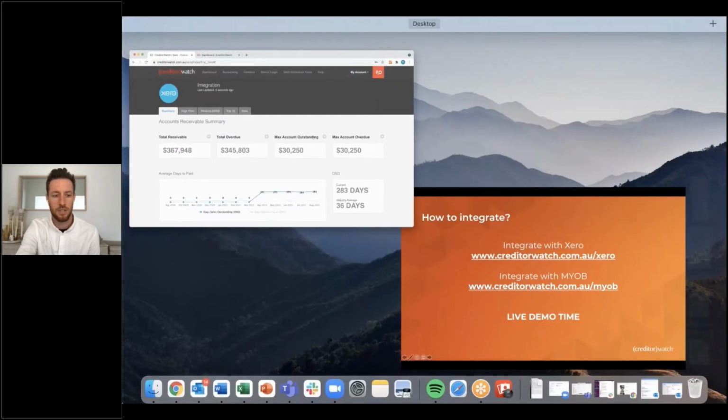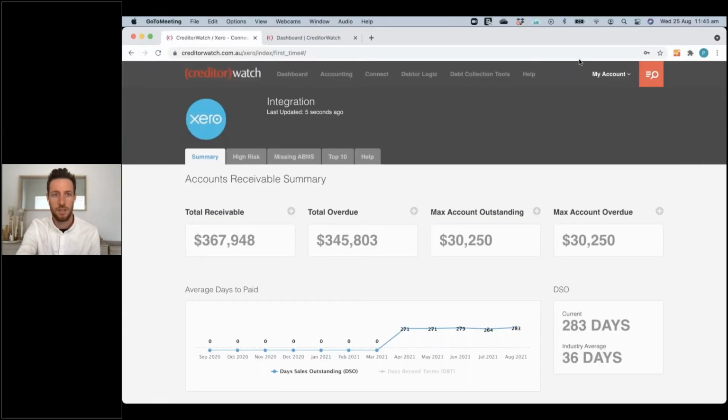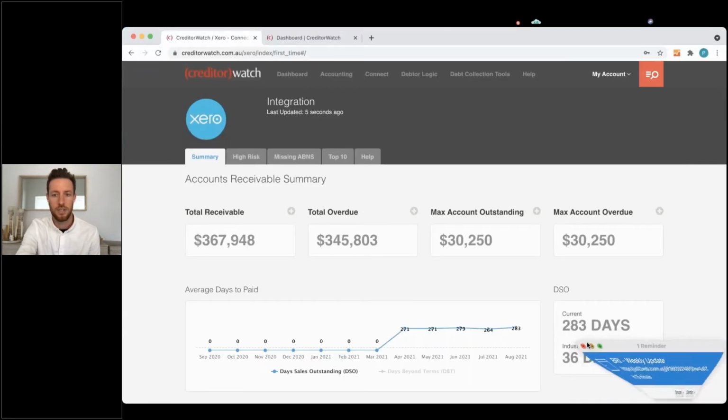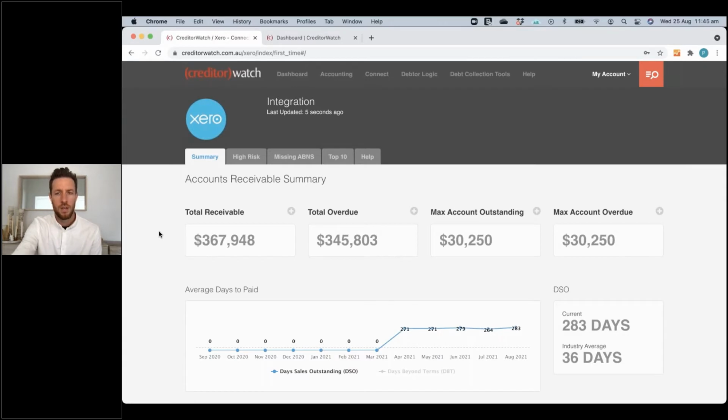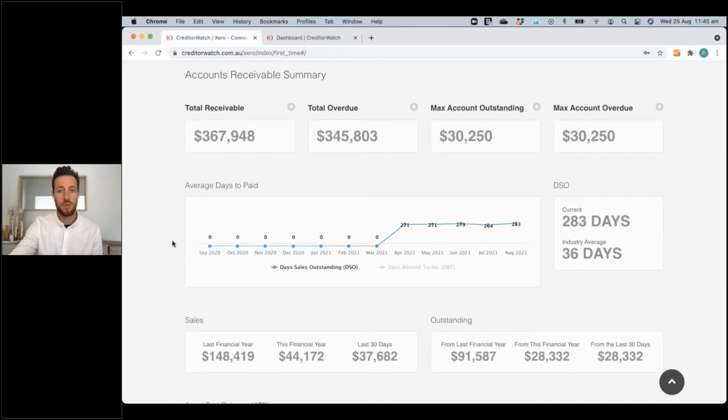And now what we want to do is, of course, jump in to the platform itself. All right, so everyone should be able to see my CreditorWatch dashboard here. So I've integrated with Xero. You can see last updated 5 seconds ago, which is great. A lot of the information that you see here is very similar to what you would see within your Xero dashboard as well, talking about receivable summaries. So total receivables, how much is overdue, how much is outstanding, max outstanding and max overdue.